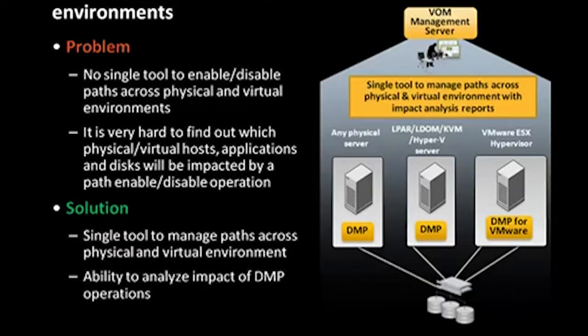Veritas Operations Manager bridges this gap by providing a uniform interface over the underlying Symantec Dynamic Multi-Pathing software. You can enable or disable paths connected to a given array regardless of whether they are coming from a physical or a virtual server. Also, it provides an impact analysis report to help you assess which applications, virtual machines, or hosts will be impacted by the operation. Let's take a look at the feature in action.